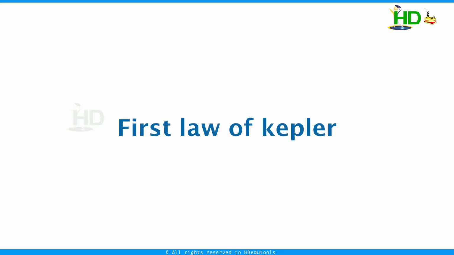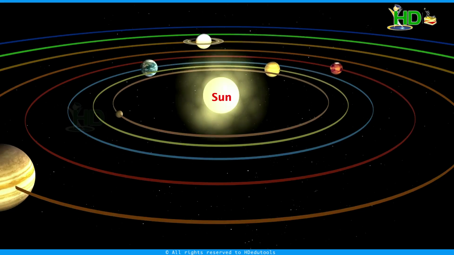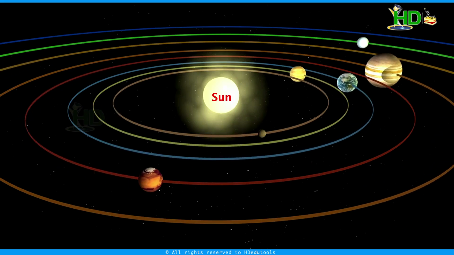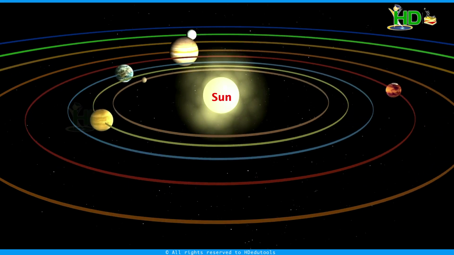The first law of Kepler, this law is also known as the law of orbits. The first law of Kepler states that all planets revolve around the Sun in an elliptical orbit of different radii, with the Sun at one of their foci points.